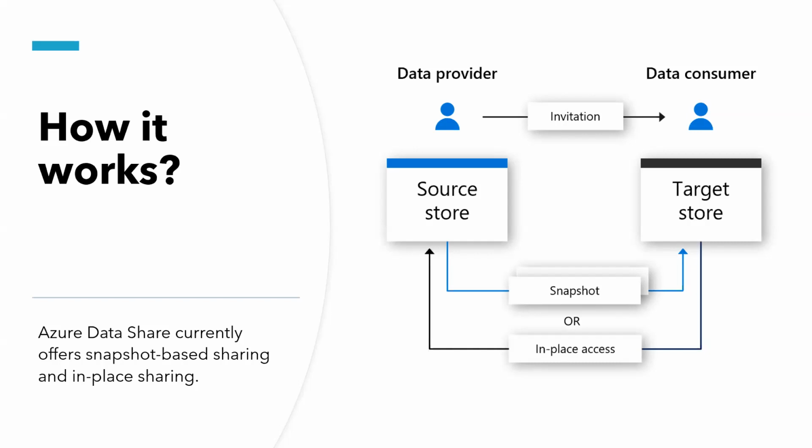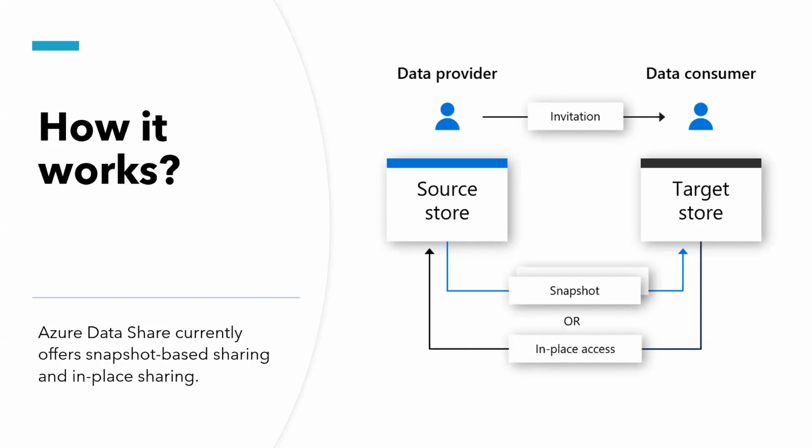With in-place sharing, data providers can share data where it resides without copying the data. After the sharing relationship is established through the invitation flow, a symbolic link is created between the data provider's source data store and the data consumer's target data store.